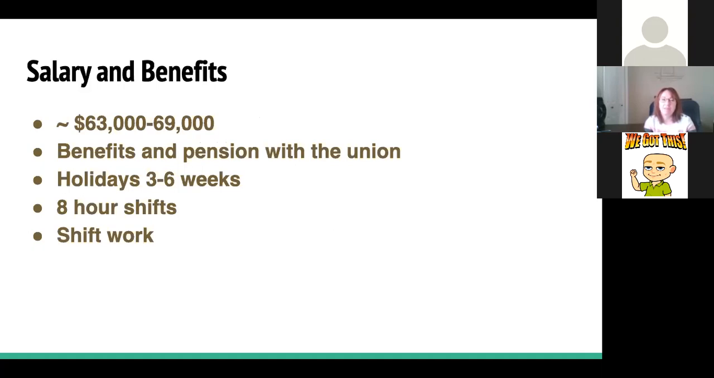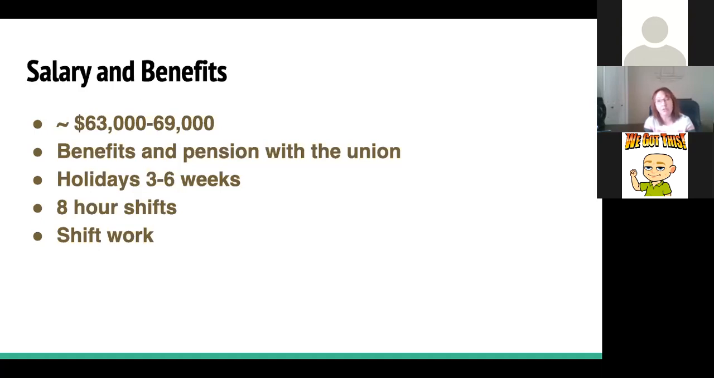You make about, as an MLT, around $63,000 to $69,000. You may make a little bit more because there is shift work, so you get paid a little bit more for shift work and working weekends. Benefits and pensions are with the union. I'm with SEIU, and there's also a QP union for MLTs in the province, and we make very similar wage, and our benefits and pension are the same.